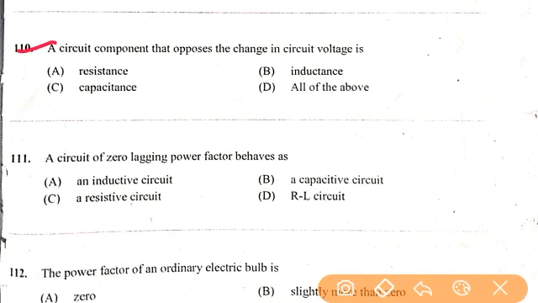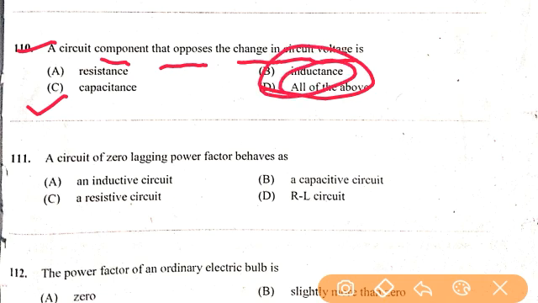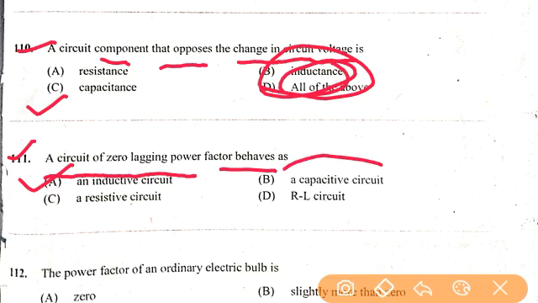In the next question, a circuit component that opposes the change in circuit voltage is, the element which opposes the change in circuit voltage is called capacitance. Capacitance opposes the change in circuit voltage, and inductance opposes the change in current. In the next question, a circuit of zero lagging power factor behaves as a purely inductive circuit. Option A will be the correct answer. For zero leading, the circuit will be a capacitive circuit.